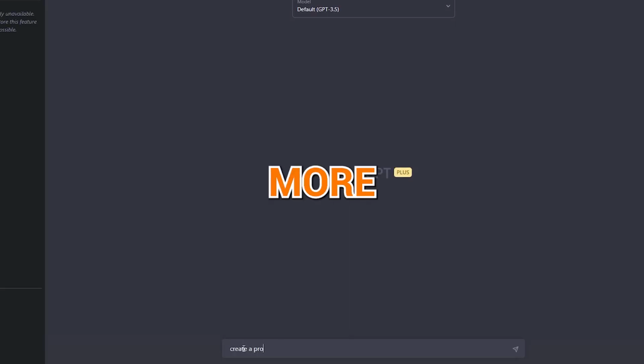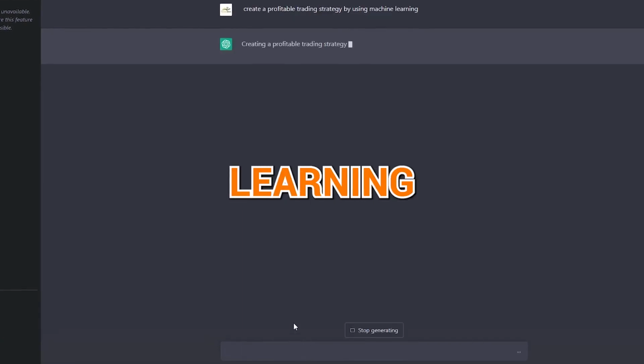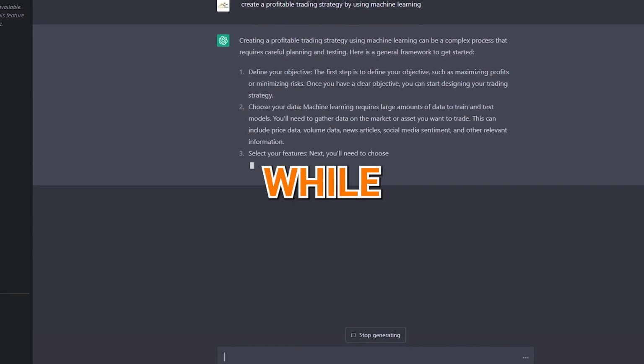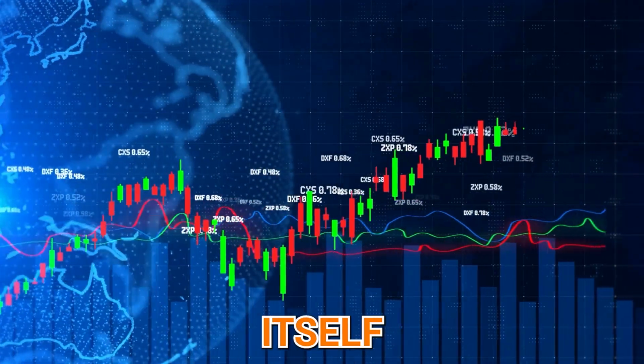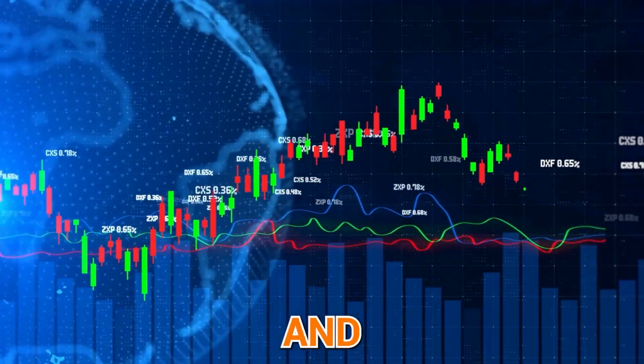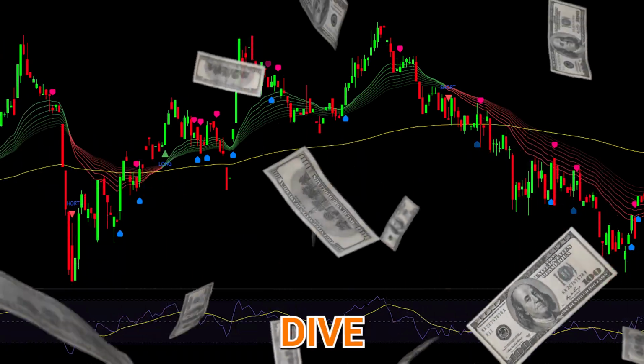So I decided to be more specific and I asked it to create a profitable trading strategy using the machine learning TradingView indicator. And while it did give me a trading strategy to work with, the strategy itself needed some tweaks to be profitable, and finally it looks like this on the chart. So without any further ado, let's dive into it.